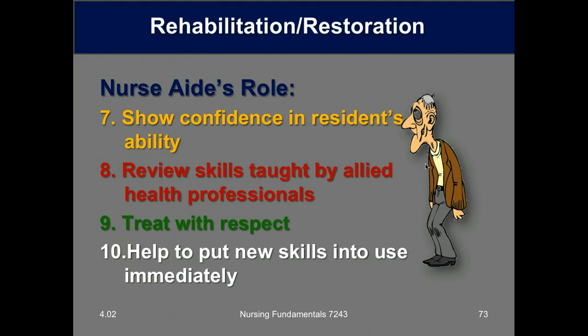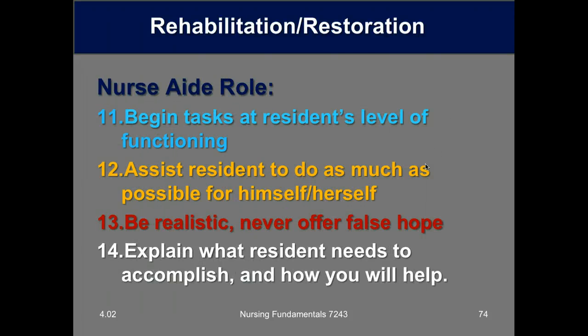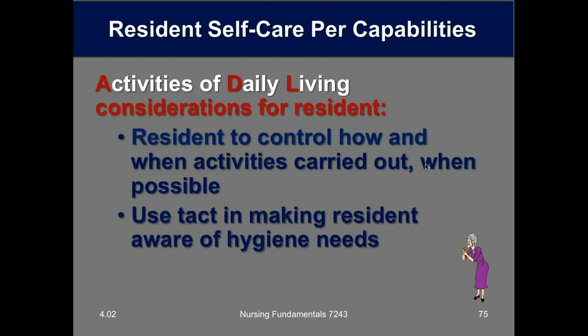Review skills taught by us and allied health professionals: occupational therapy, respiratory therapy, physical therapy. Treat our residents with respect and help them to put their new skills into use immediately. Begin tasks at the resident's level of functioning. Assist them to do as much for themselves as possible. Be realistic and never offer false hope. Explain what the resident needs to accomplish and how you're going to help them.